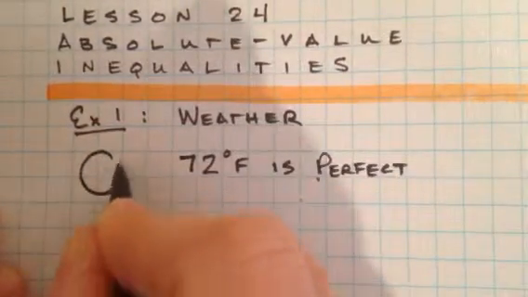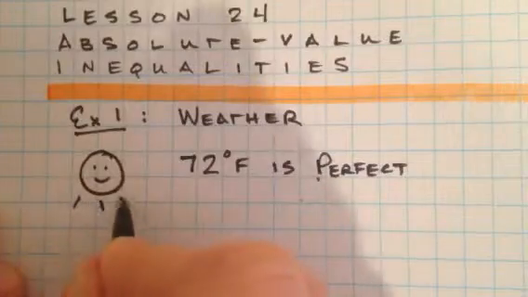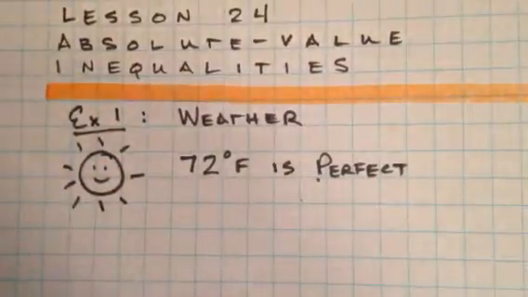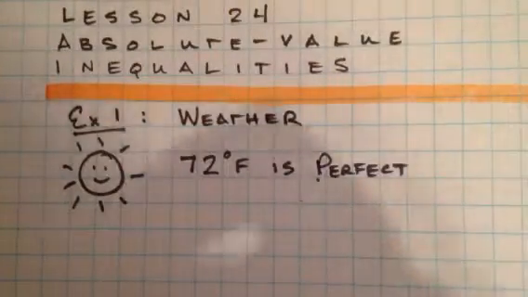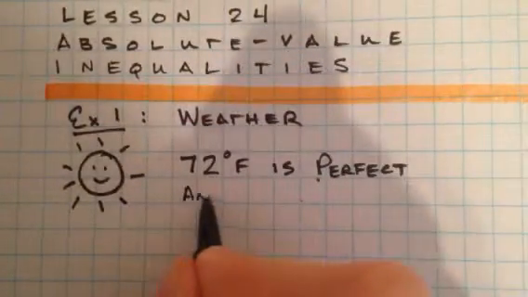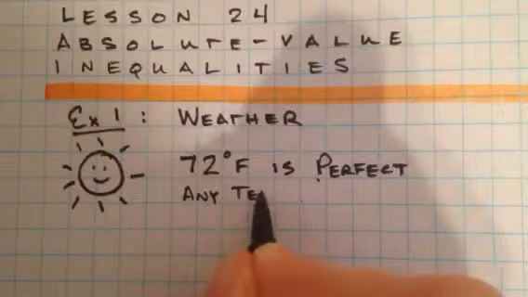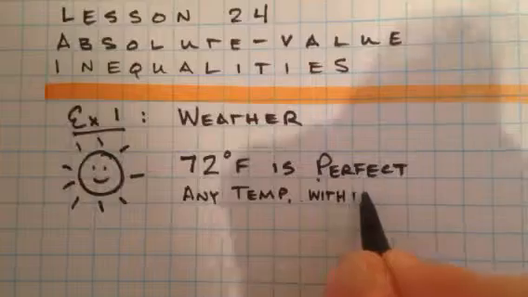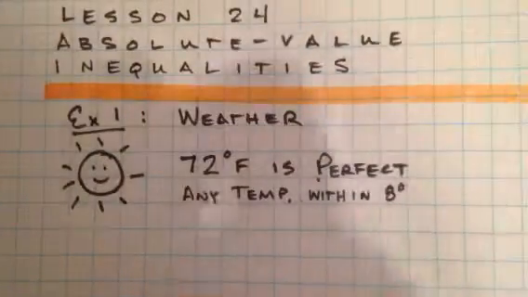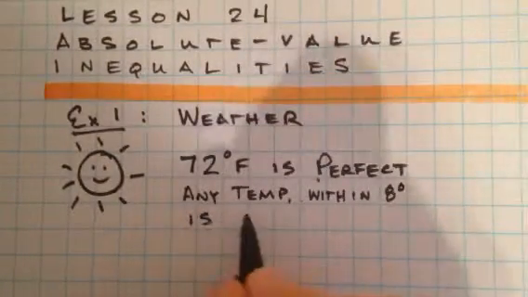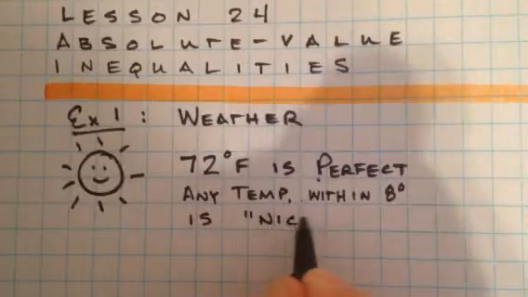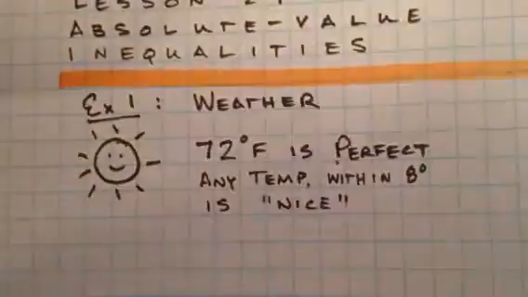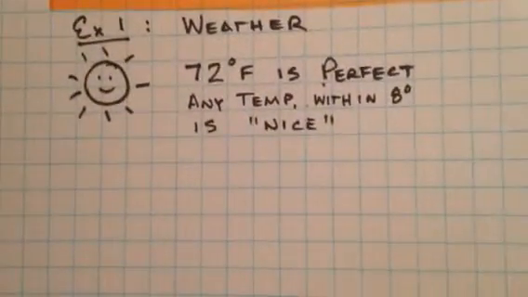Sun is shining. Not too cold, not too hot. It's perfect. And there's a range around 72 that's not too bad either. In fact, let's say that any temperature within 8 degrees of 72 is nice. And so what we're going to do right now is build an absolute value inequality for this nice weather.